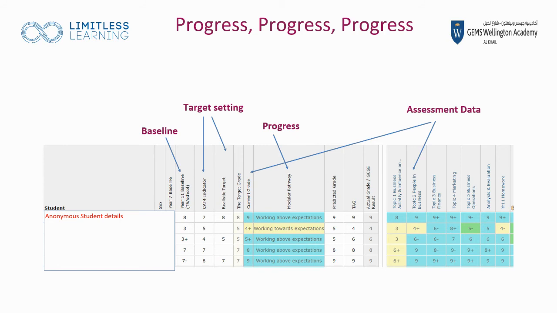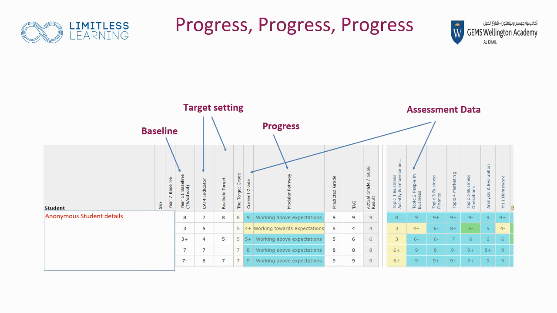In terms of target setting, we use the CAT4 indicator as a minimum expectation of where students need to be. If a teacher does not think that this is aspirational enough or challenging enough, we enter the realistic target. At WEC, progress is measured as to whether or not a student has met their target at the end of the year. Yet, students may not meet their target until the end of the year.